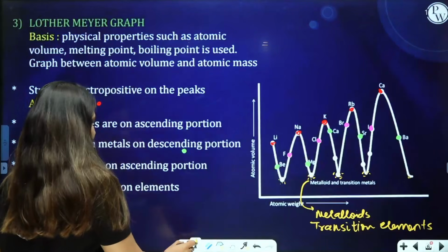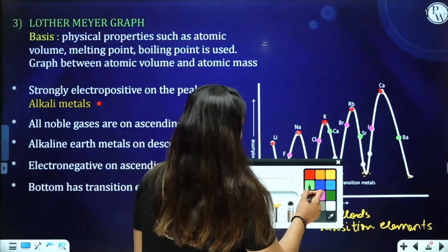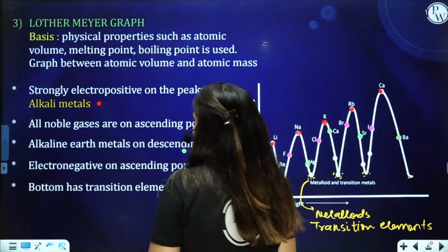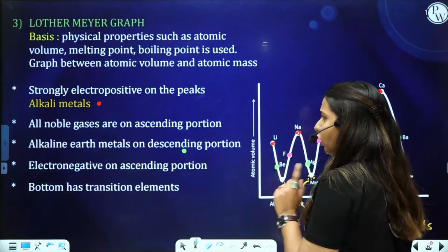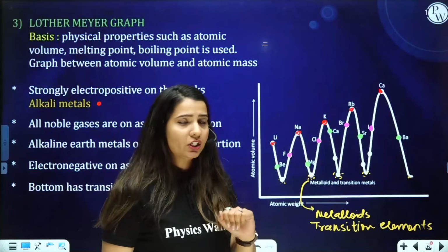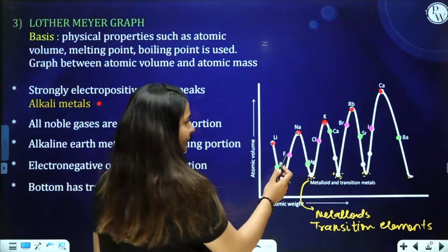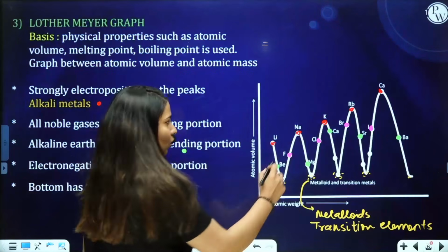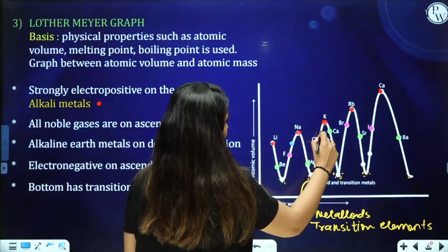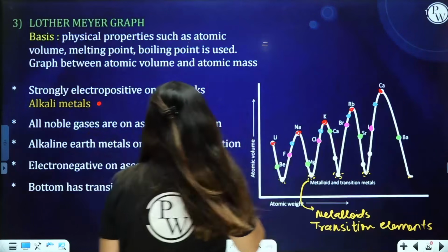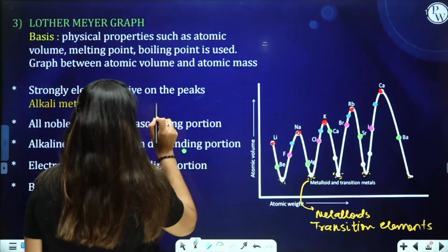I have not written the noble gases over here. If you want to write, you can write the noble gases also. See, what they are saying is all noble gases are on the ascending position, so you have to mark them on the ascending position. But here there is a fluorine present, here there is a sodium present. So where will the noble gas be? Obviously, it will be present in between. I can also mark these noble gases.